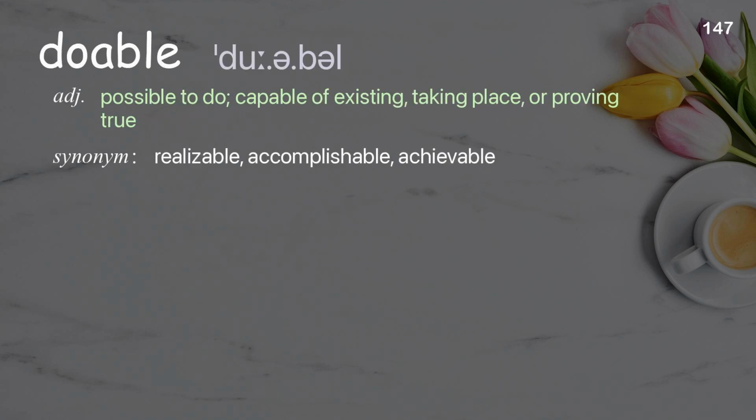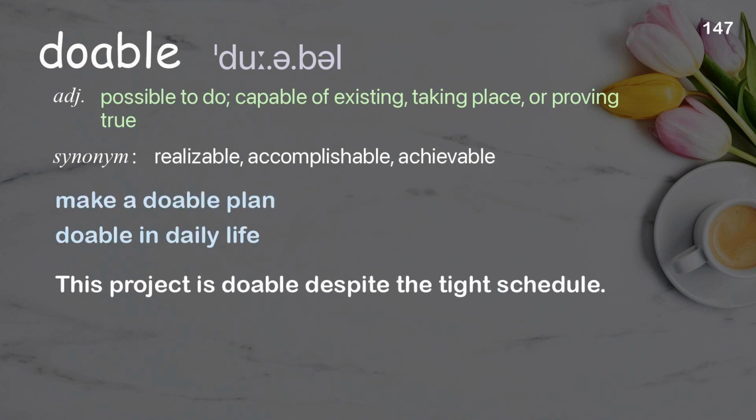Doable. Possible to do, capable of existing, taking place, or proving true. Examples: make a doable plan. Doable in daily life. This project is doable despite the tight schedule.